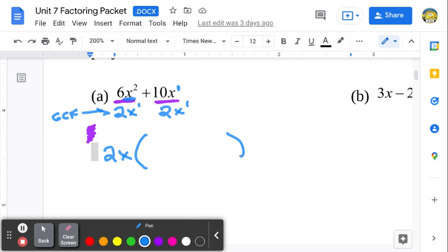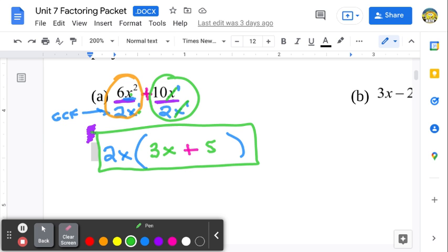So now to find out what goes in here, let me bring down, we have a plus sign, so I'm going to bring down that plus sign. We're going to do little division problems. 6x squared divided by 2x to the 1. Well, when you divide those things, 6 divided by 2 is 3. Subtract your x exponents and you get 3x to the 1. Do the same thing here. 10x divided by 2x. 10 divided by 2 is 5. And then those x's cancel out. This is our factored form. What we just did was factoring using the GCF.